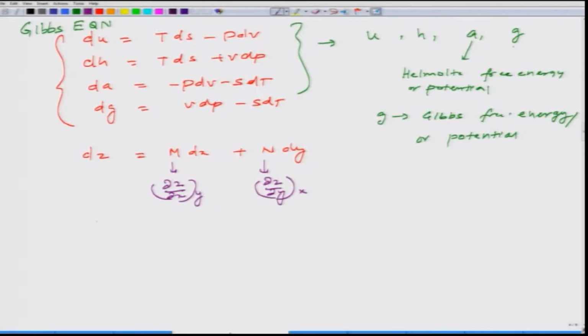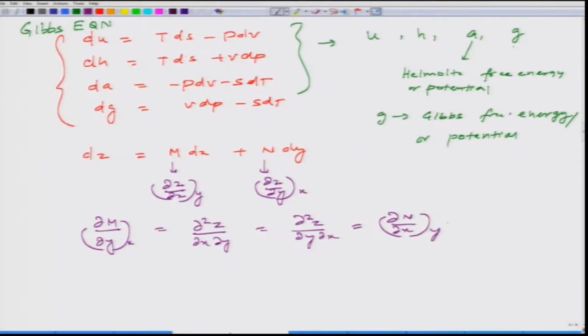Okay. Now, we can take a partial derivative of m with respect to y, keeping x constant. This is going to be del square z by del x del y. This you can rearrange as del square z by del y del x, okay, and this should be equal to del n by del x at constant y. Okay. Now, this becomes the statement of exactness of the differential form of z. So, that means if dz is exact, then this condition must hold. That means this dz is exact.